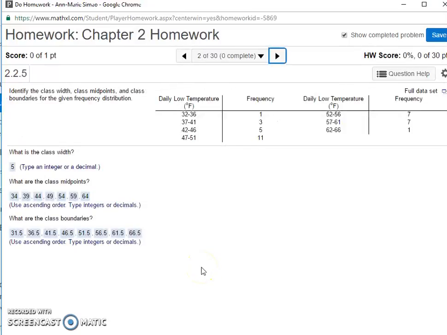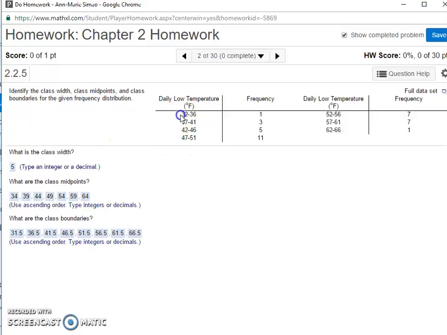So when we get into identifying class widths, midpoints, and boundaries, what's going to happen is we are going to have on this one a daily low temperature. So the class width is going to be how wide the class is. So first you have to determine what is the class. Here, the daily low temperature is the class. Frequency is a count. So when you think frequency, think about a count.